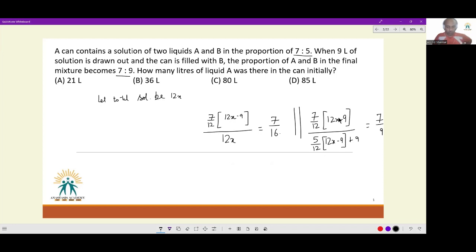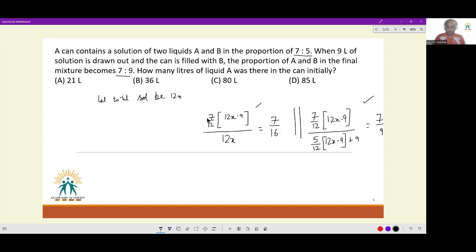The volume of B in the liquid that is left behind in the container is going to be 5 by 12 of that. And in that, we are adding back 9 liters of B. We can solve the second set of equations or the first set of equations. Hopefully, visibly, you can see the representation on the left hand side is easier to manage, so I will stick to it.